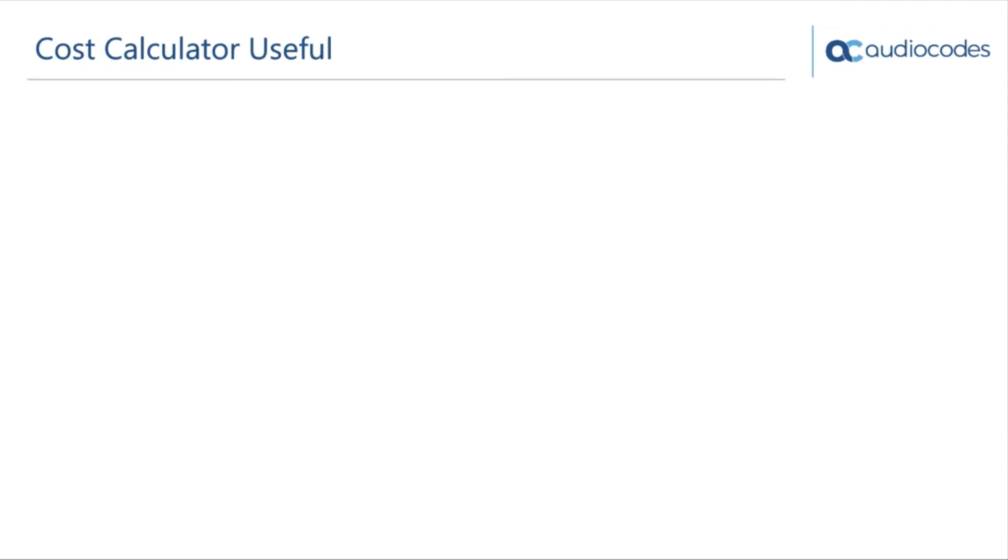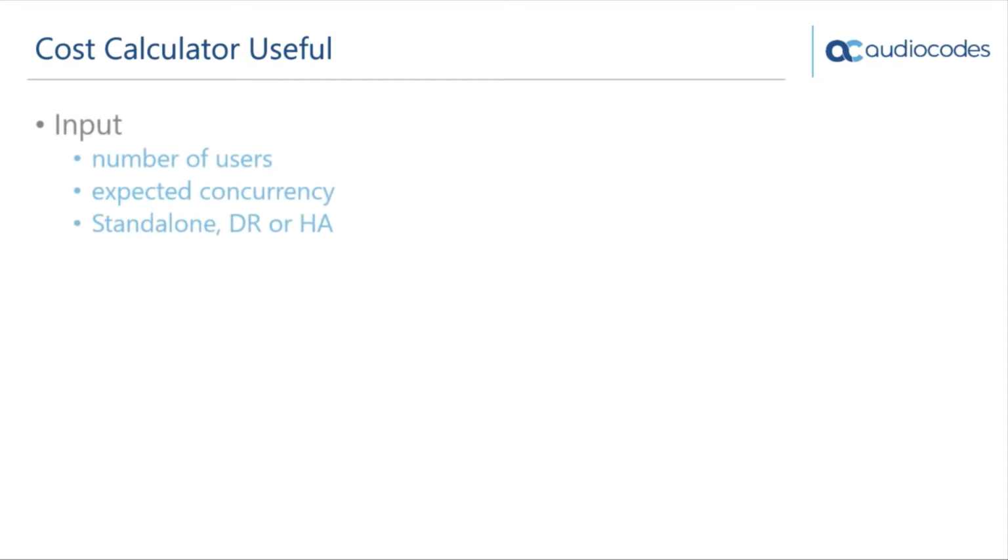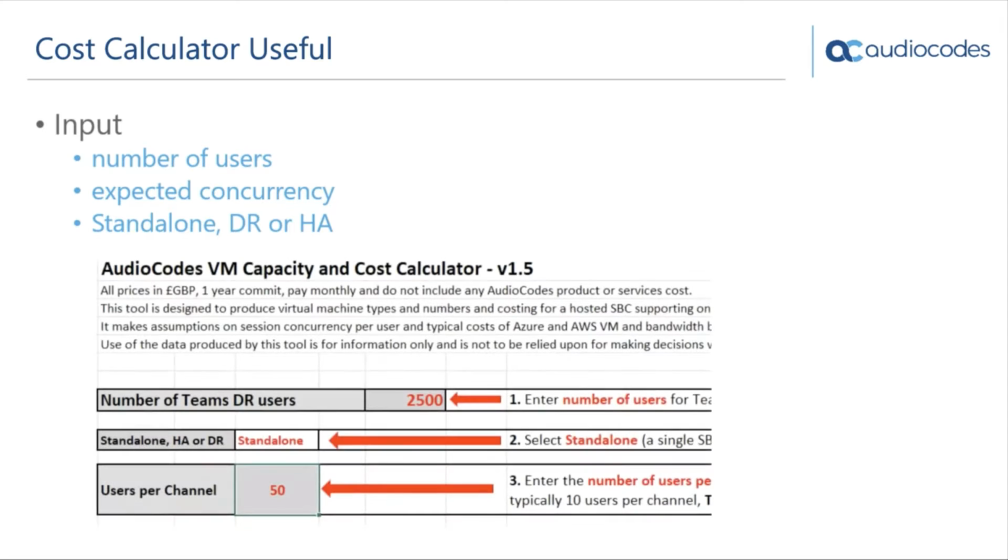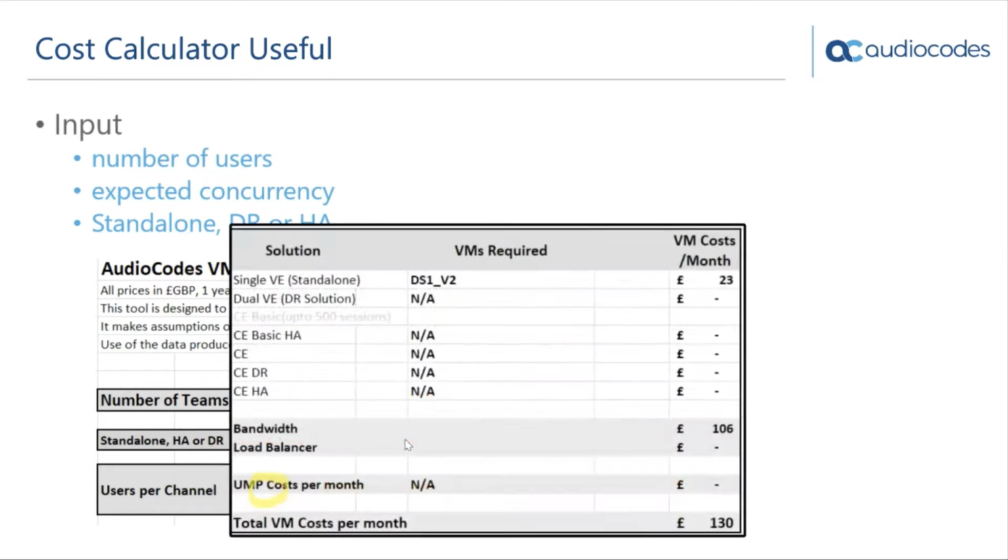And what I actually did for myself is I built my own cost calculator, and it's quite easy to do. You can just work out the numbers, derived from all the information that I've given you today. I had an Excel spreadsheet where I can put in the number of users. I could put in whether it's standalone or HA or DR, and then the number of users per channel that I expected. So 50 users per channel, 100 users per channel, and then it went through a calculation process, and it spits out the virtual machine.